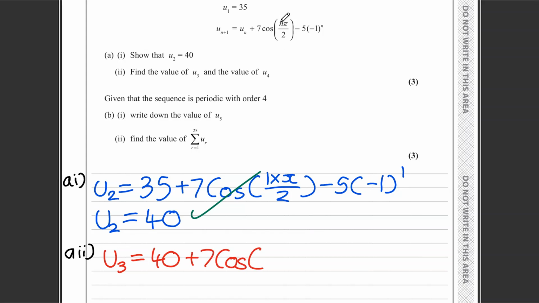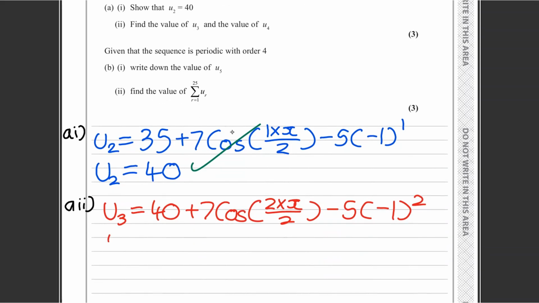Okay, so now n, because we've subbed in u2, is going to be equal to 2. So this is going to be 2 times pi over 2 minus 5 and then minus 1 to the power of 2. And if you put this into your calculator, you get a value of 28.